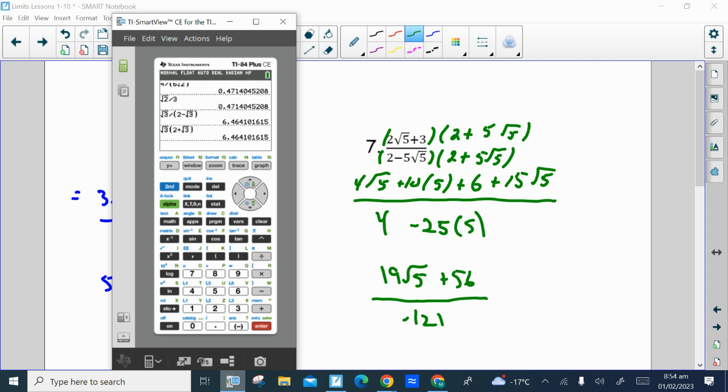And just for fun, let's check. The numerator I'll keep in brackets is 2 root 5 plus 3. Close the bracket. Divided by in brackets 2 minus 5 root 5. Has that value. So we'll check our simplified expression. 19 root 5 plus 56 in brackets, all divided by negative 121. Exactly the same value. So we know that our final expression is correct.